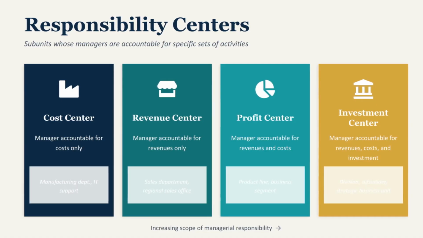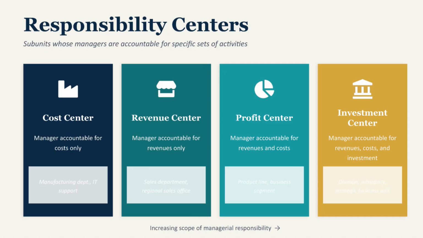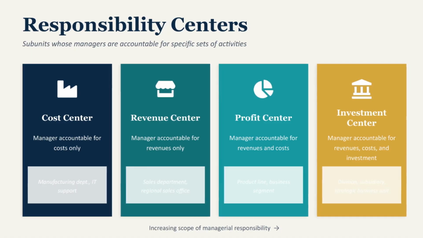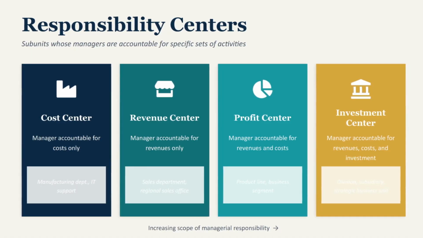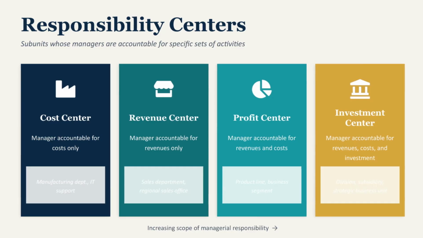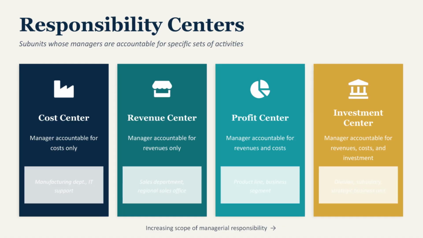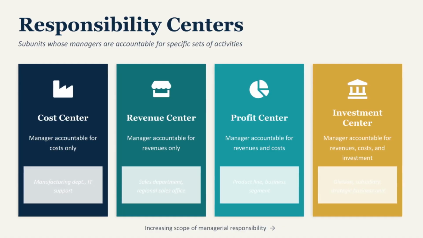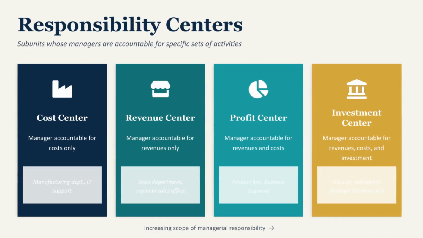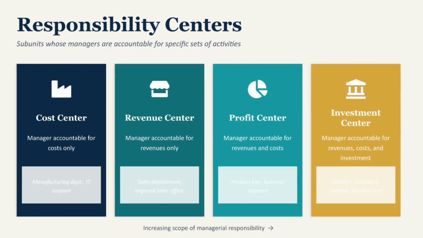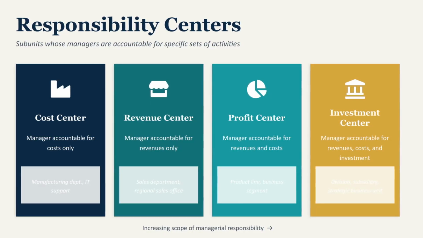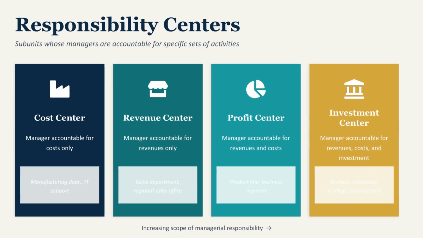A cost center, like housekeeping, tracks only costs. A revenue center, such as the reservations office, focuses solely on sales. Profit centers, say the banquet department, handle both costs and revenues. And investment centers, like an entire hotel property, manage costs, revenues, and the asset base. The right center type guides which performance measures we apply.